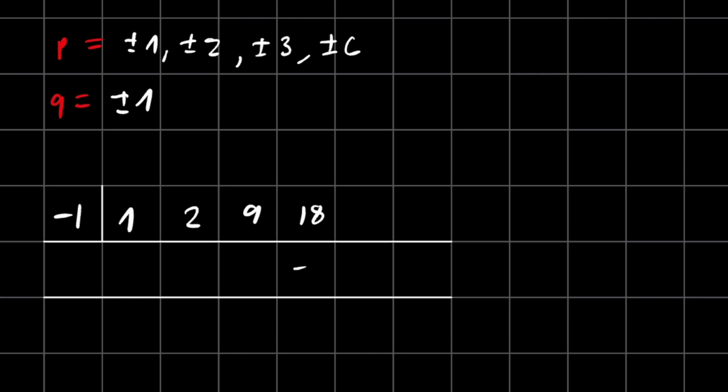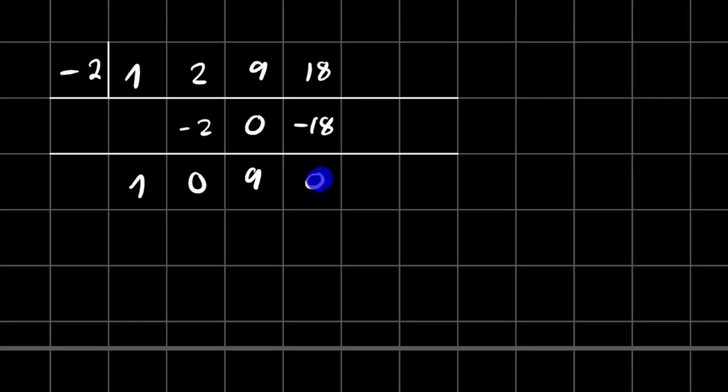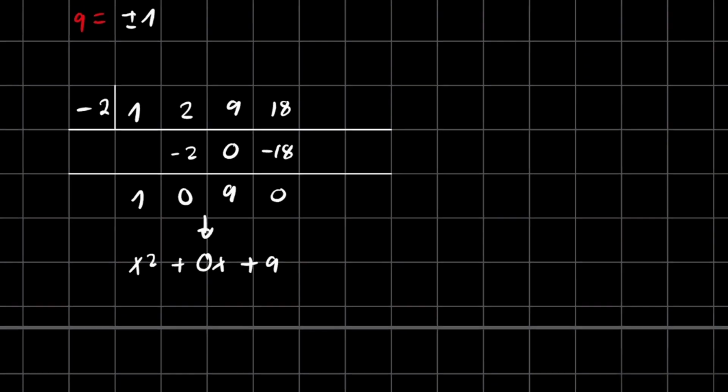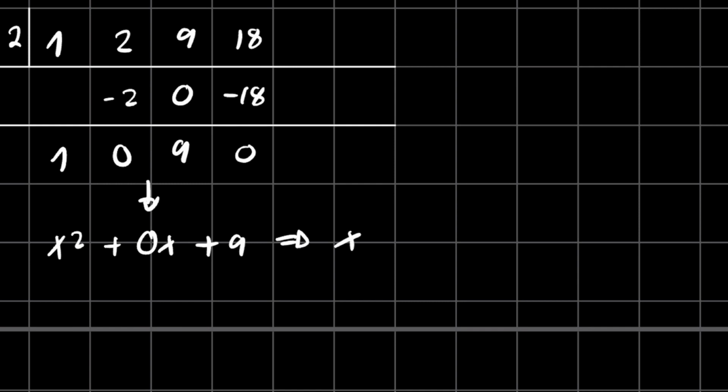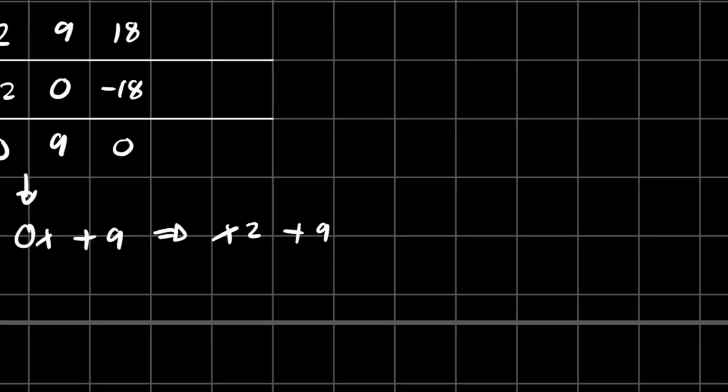But I'm willing to think that minus 2 will work. So let's check it out. 1. 2 times minus 2 times 1 is going to be minus 2, 0. And 2, 0, 9. And then minus 18 and 0. As you can see, this works. So we're going to take this and write it. x squared plus 0x plus 9, right? In this case, we have x squared plus 9, which we can simply solve as we normally do.